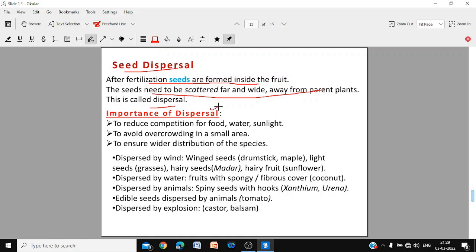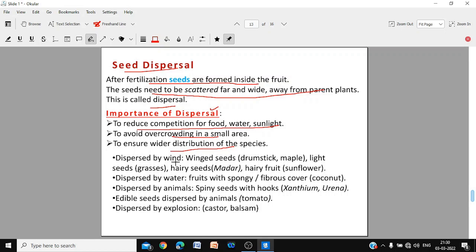Why is it necessary? To reduce competition for food, water and sunlight. All the seeds germinating in the same place, there would be tough competition for food and water and sunlight. To avoid overcrowding in a small area, to ensure wider distribution of the species.